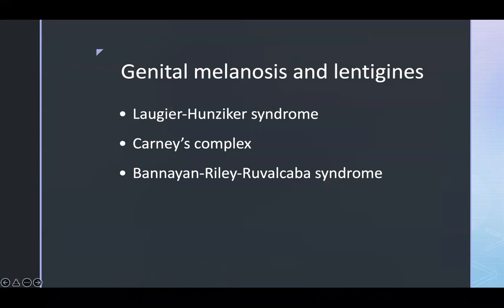Genital melanosis and lentigines can occur in several conditions, such as Laugier-Hunziker, Carney complex, and Bannayan-Riley-Ruvalcaba. We talked about Carney complex having a defect in PRKAR1A, and the Bannayan-Riley-Ruvalcaba is associated with a PTEN mutation. The same with Cowden's disease, PTEN mutation.